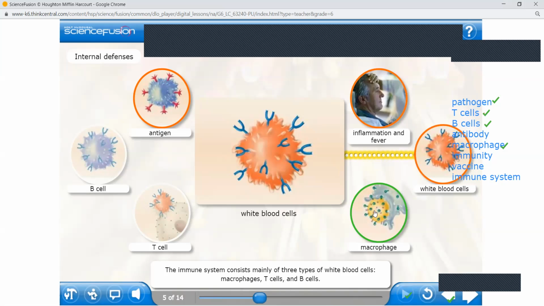The type of white blood cells called macrophages patrol your body's tissues for antigens. When they encounter a pathogen, a macrophage can attack and destroy it directly by engulfing and digesting the pathogen. When the macrophage encounters an antigen, the macrophage triggers the immune response.